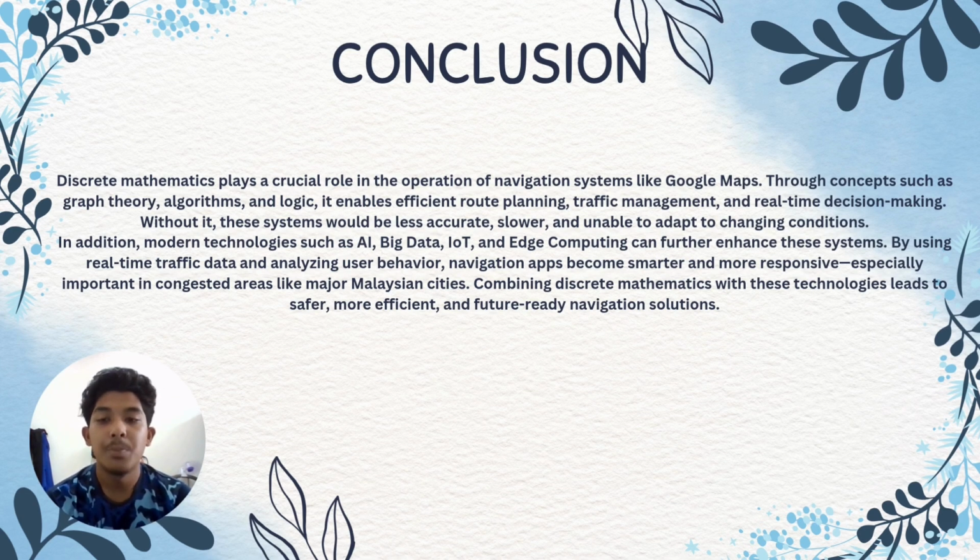To make them even better, technology like big data, IoT, and edge computing are now being used. These tools allow apps to analyze live traffic, user behavior, and local events to give smarter, more personalized directions. In traffic-heavy cities like Kuala Lumpur, Penang, and Johor Bahru, this combination of math and technology can help reduce congestion and improve road safety. In short, discrete mathematics together with modern technology is the key to bringing faster, smarter, and safer navigation systems for the future.